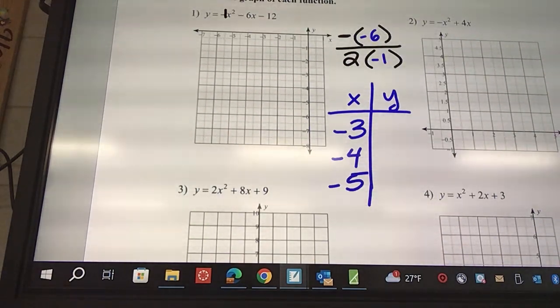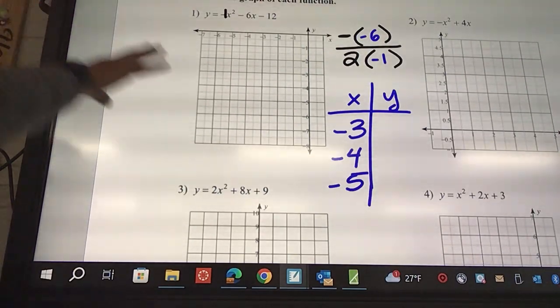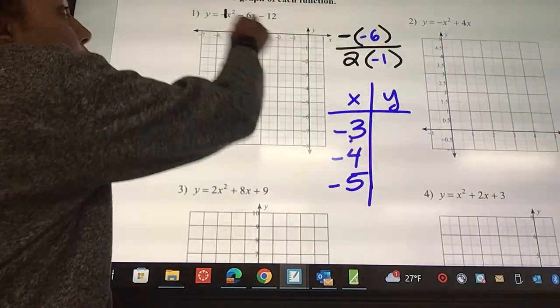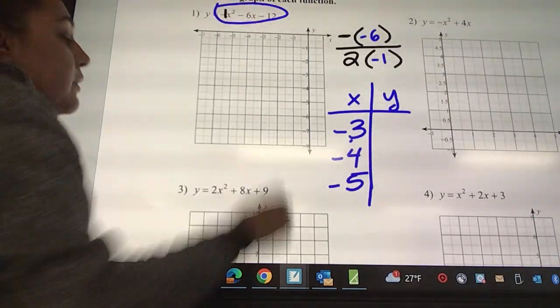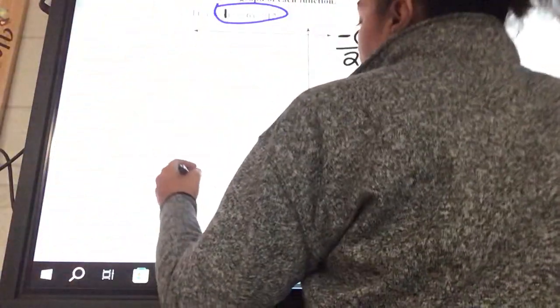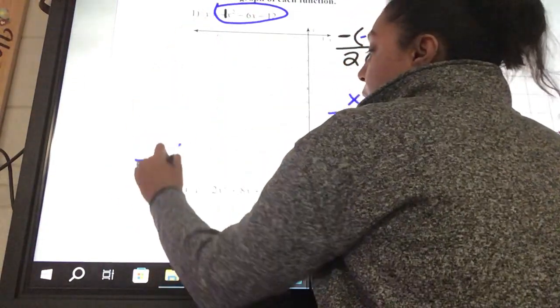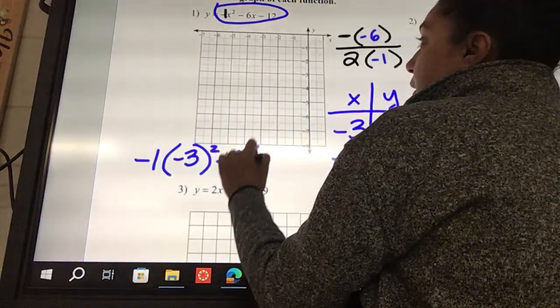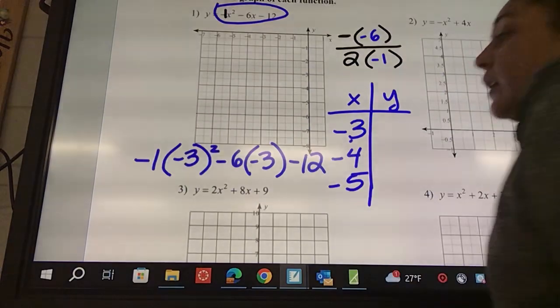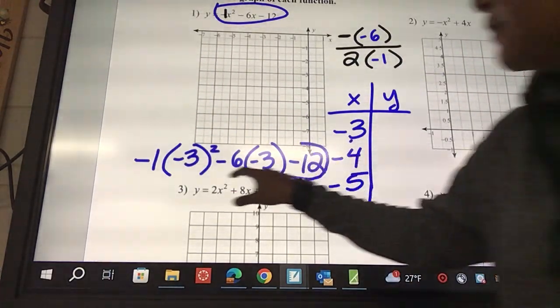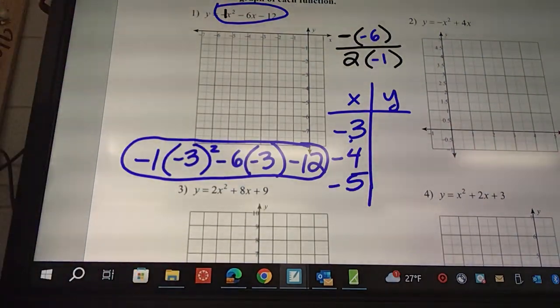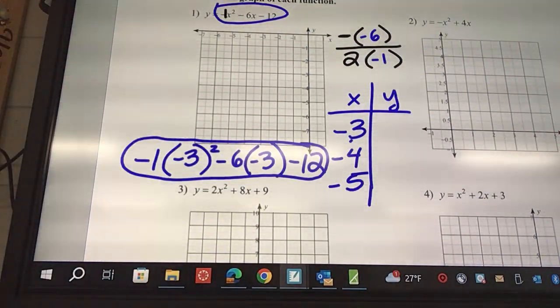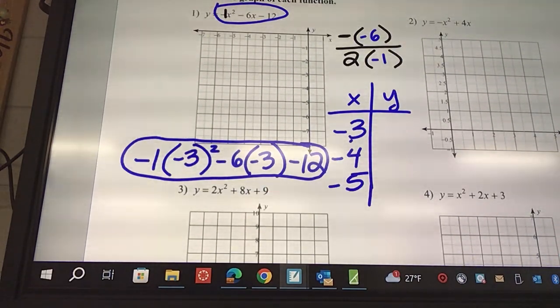Okay, after this is probably the hardest part out of all of it, and it's plugging it in. Because my -3 is on here, we're going to type that everywhere up here where there's an X. So this is what it should look like on your calculator. It should look like -1 parenthesis -3 squared minus 6 parenthesis -3 minus 12. Type all that big long thing in your calculator. Really all you're doing is, in the equation above, everywhere there's an X, we're putting in a -3.